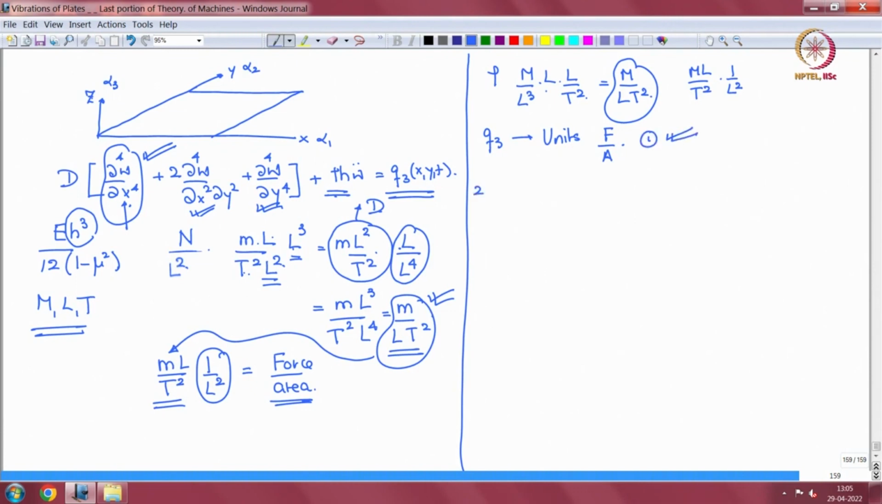What is the second thing that is important? It should describe the nature of the force.